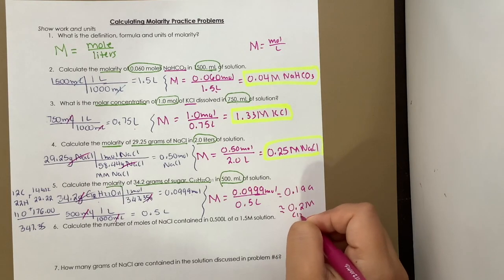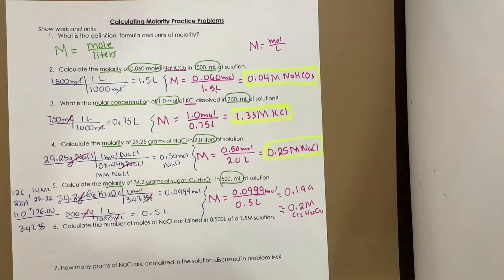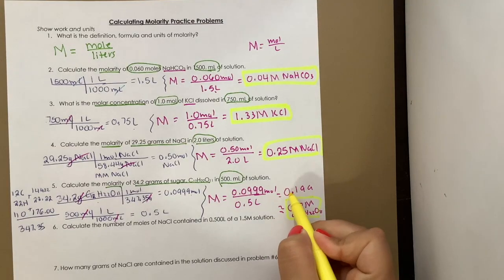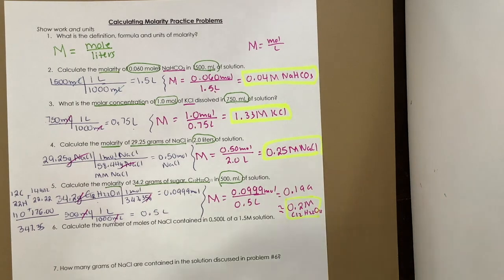So C12H22O11. And that's my final answer. Okay, so my calculator gave me 0.1999. I'm just going to round it to 0.2.